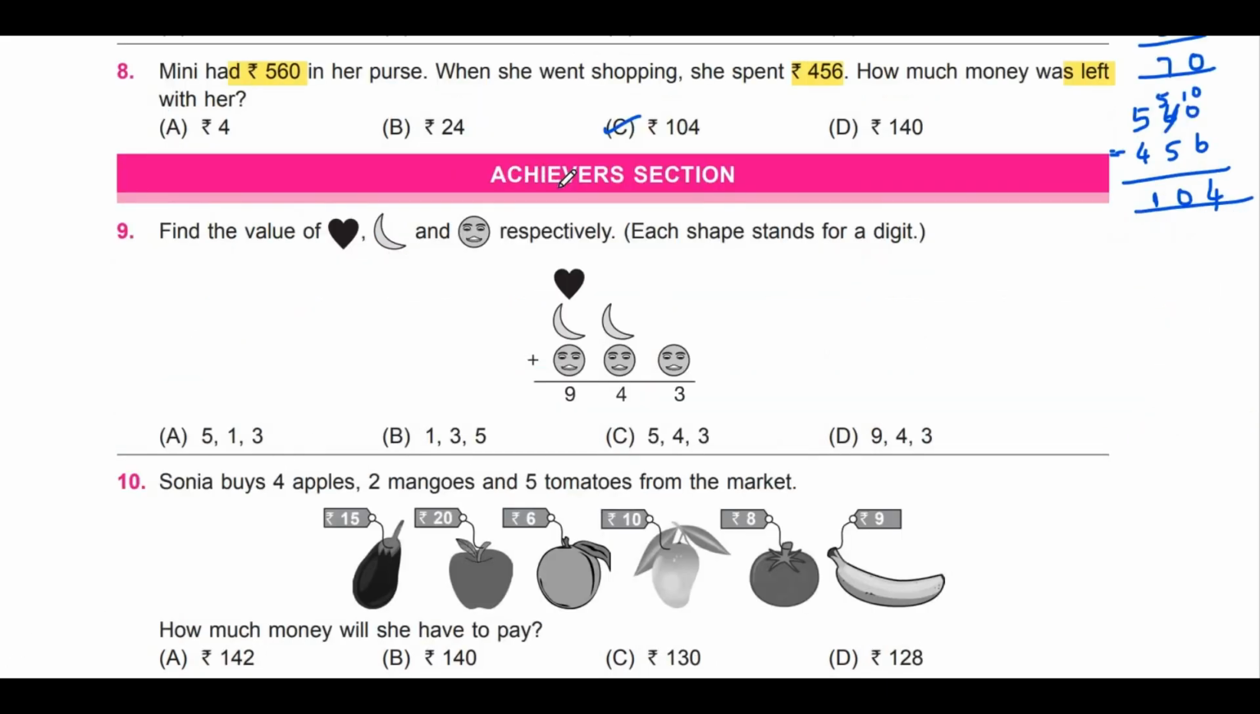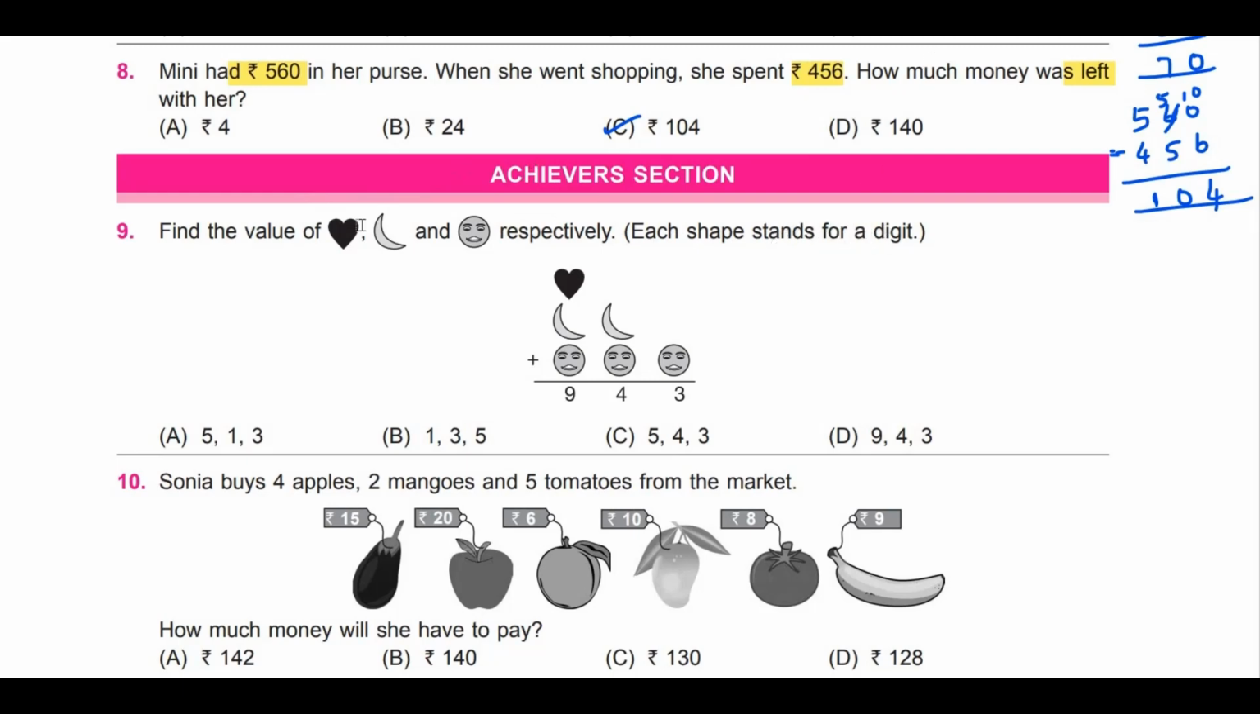So now let's see the fourth section, which is Achievers section. Achievers section is nothing but a higher order questions. So this is very important. So now let's see the ninth question for today. Find the value of a heart, a moon and a sun respectively. Each shape stands for a digit. So each shape is a digit.